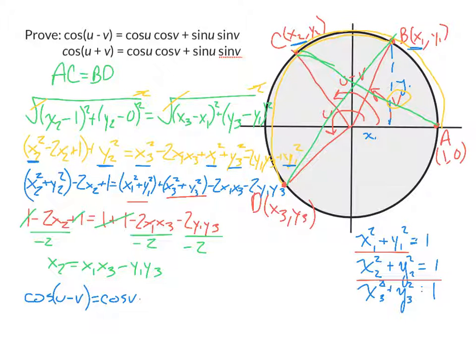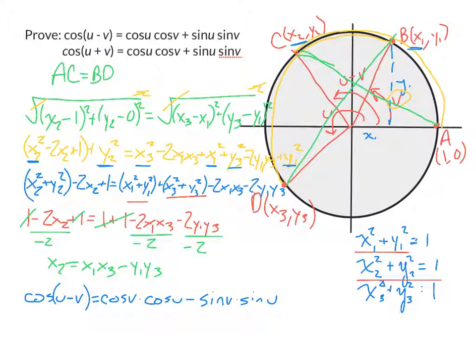x3 is our cosine value of u, so times cosine u, minus the y1 value is a sine value of v, so sine of v, and then y3 is a sine value for our rotation u, so times sine of u. And so that is the proof of our very first thing, cosine of u minus v, that you see right there. Now to do cosine of u plus v, we're going to build off of this.